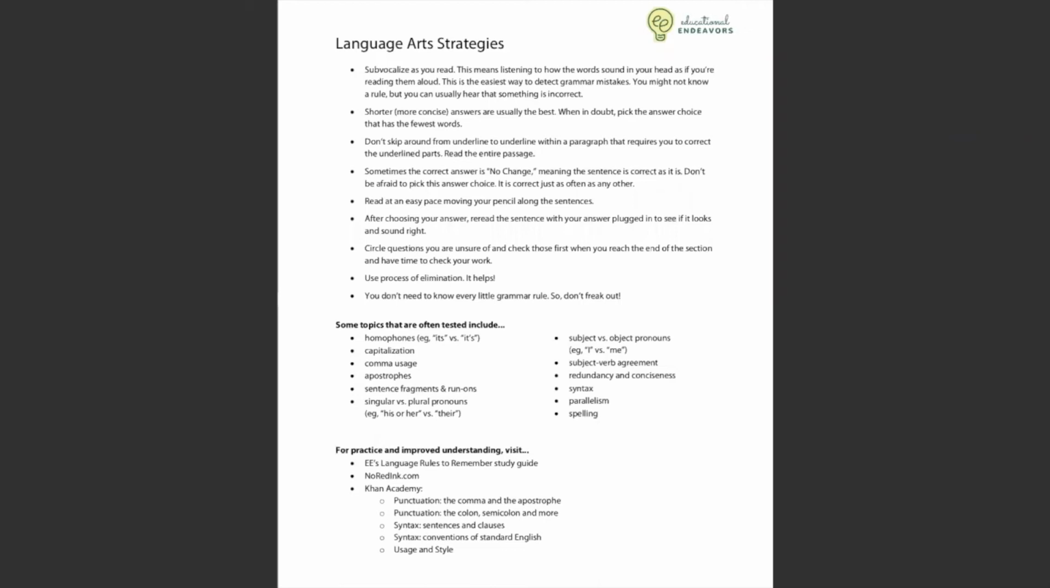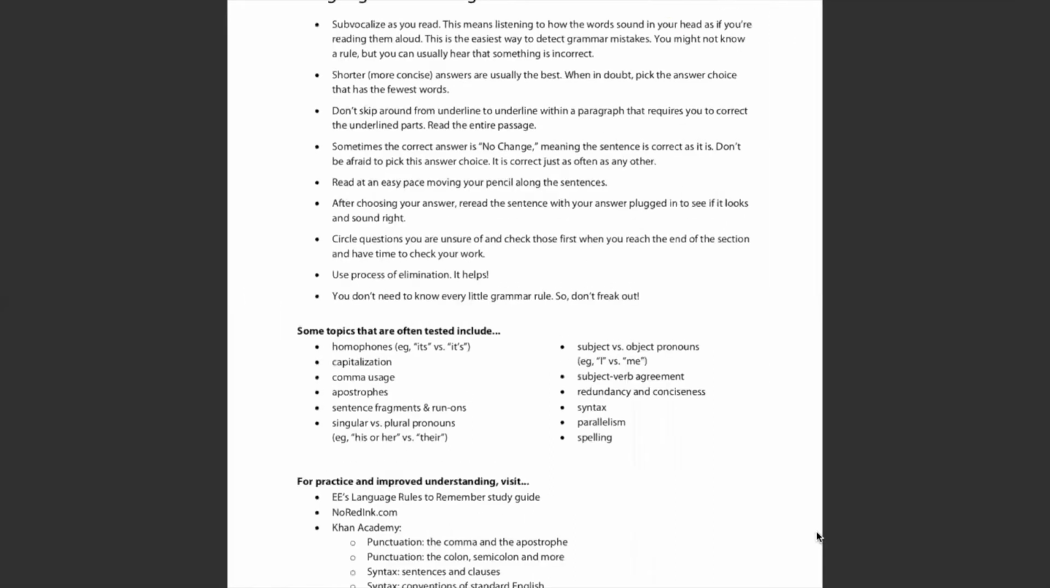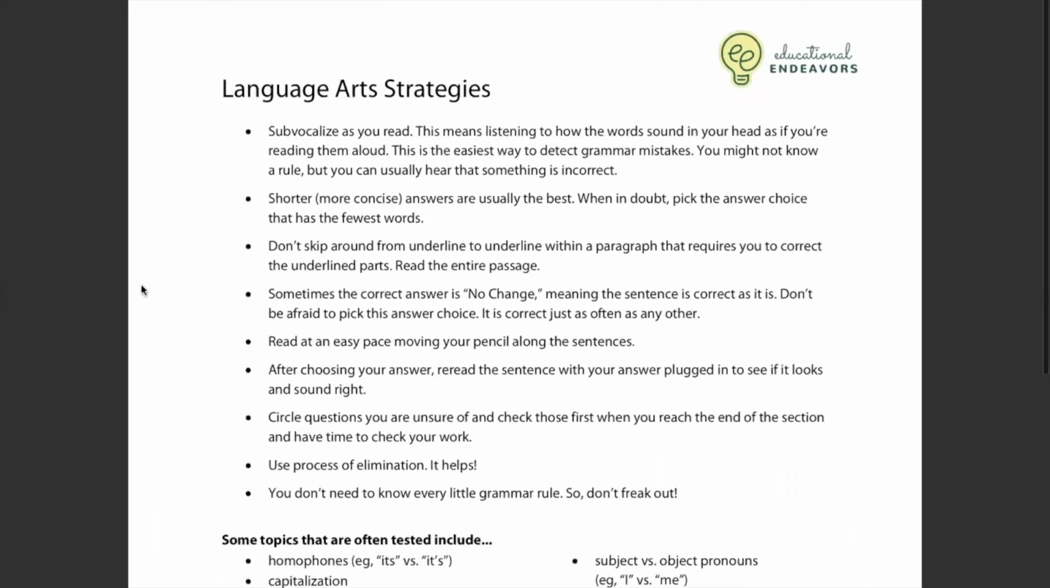In this module, we'll look at two important language arts strategies. Subvocalize as you read. This means listening to how the words sound in your head as if you're reading them aloud. This is the easiest way to detect grammar mistakes. You might not know a rule, but you can usually hear that something is incorrect.